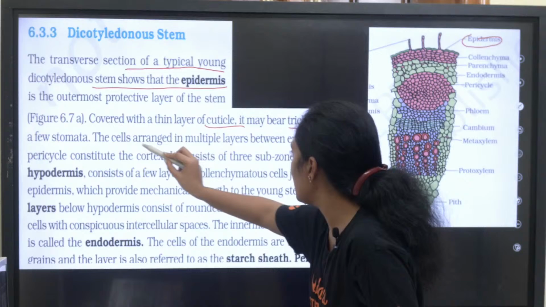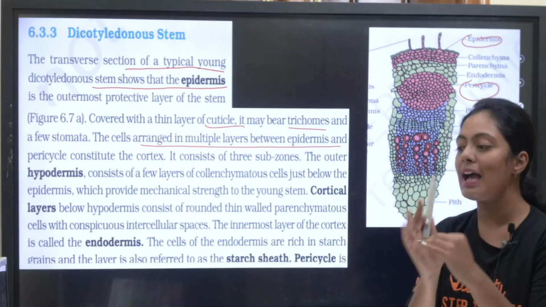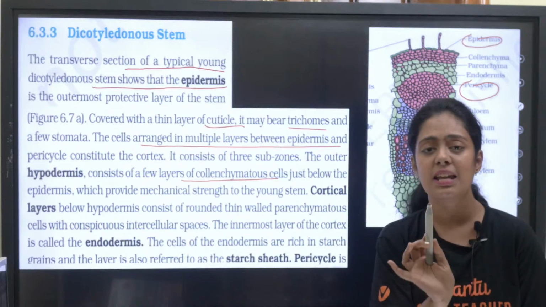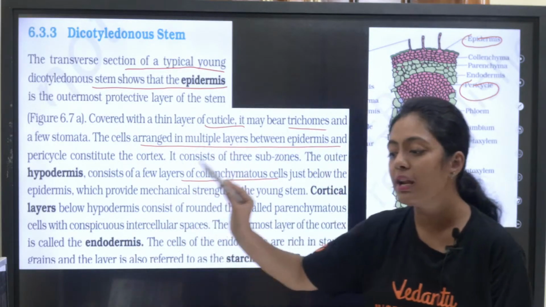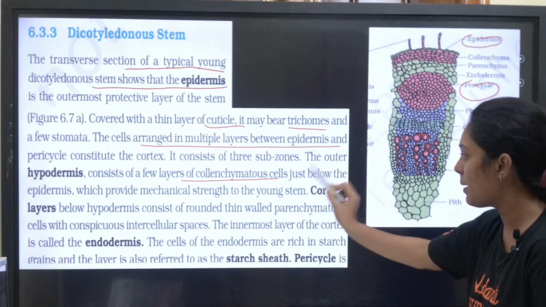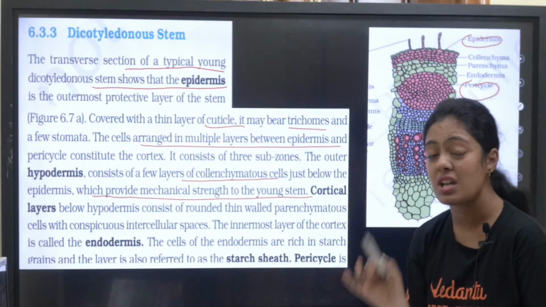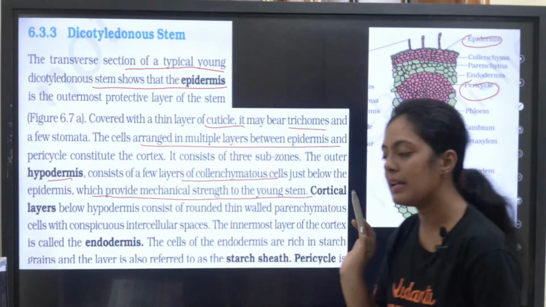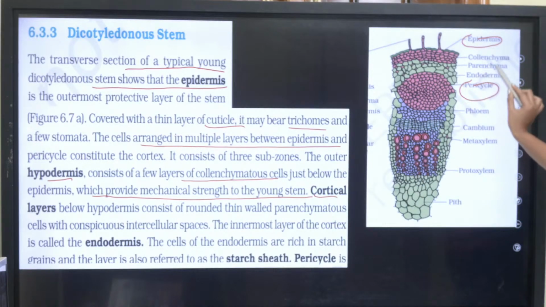The cells are arranged in multiple layers between the epidermis and the pericycle. That is what we call the hypodermis, and this hypodermis is collenchymatous in nature. Very, very important: the hypodermis in dicot stem is collenchymatous in nature. A very important question: just below the epidermis, they provide mechanical strength to the stem. What is the function of the hypodermis? Mechanical strength.